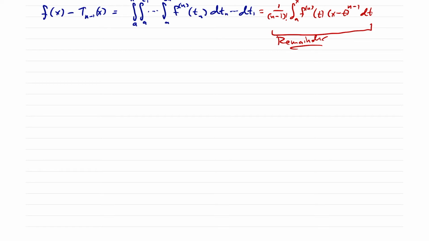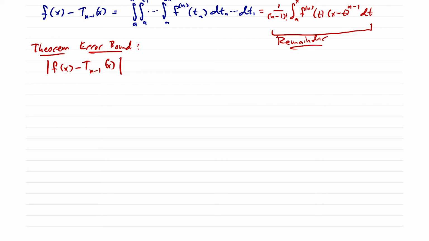So let's go ahead and extract some sort of bound on this. Overall, we care about the difference between f of x and the Taylor polynomial T_{n-1} of f at x. So we'll just call this theorem the error bound theorem.